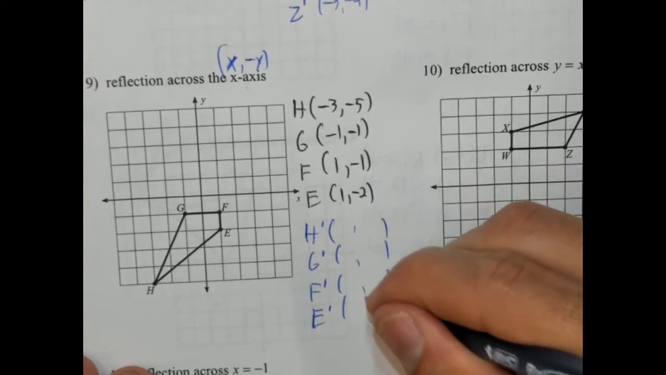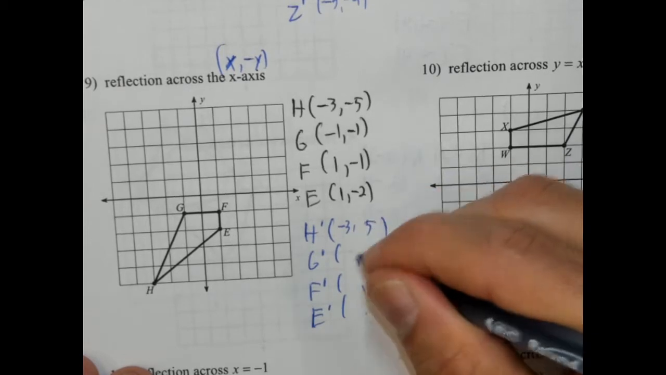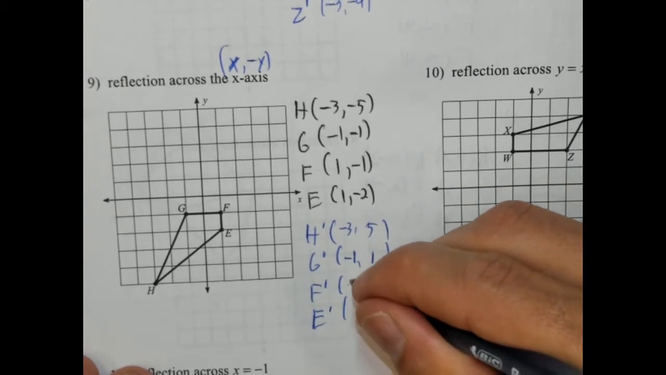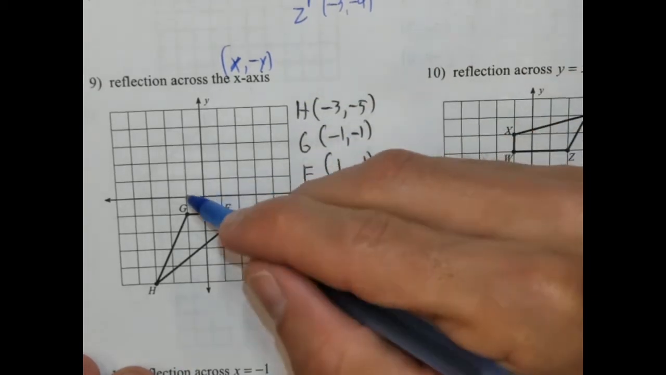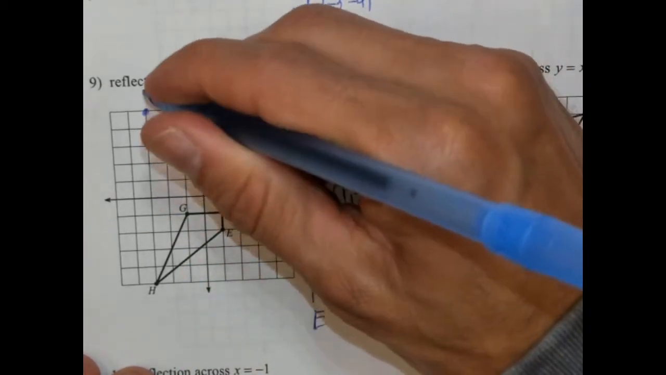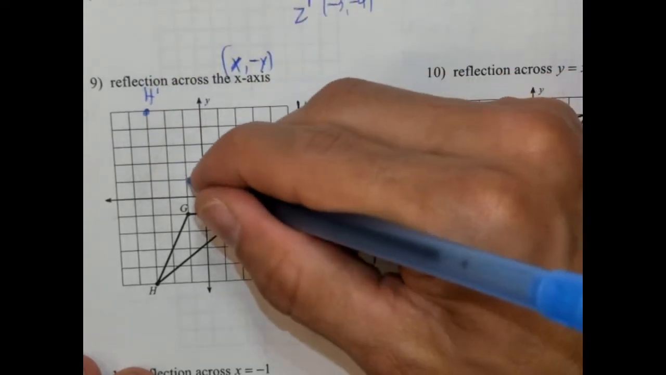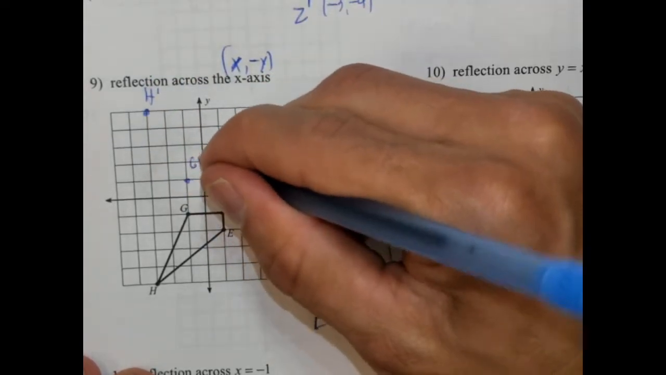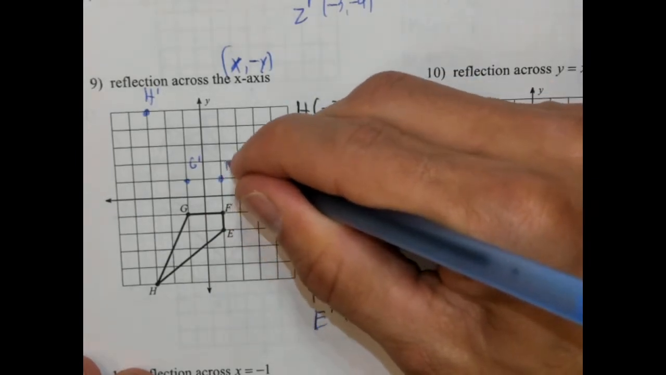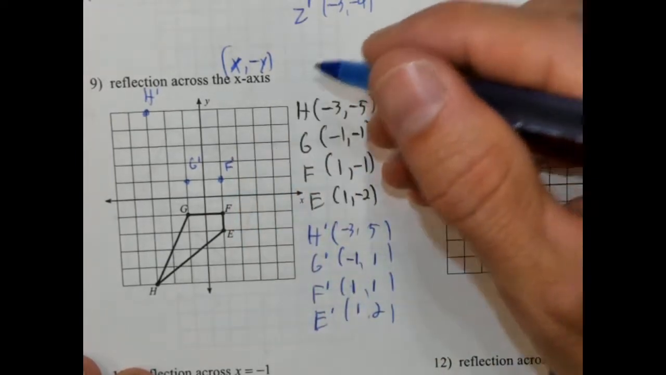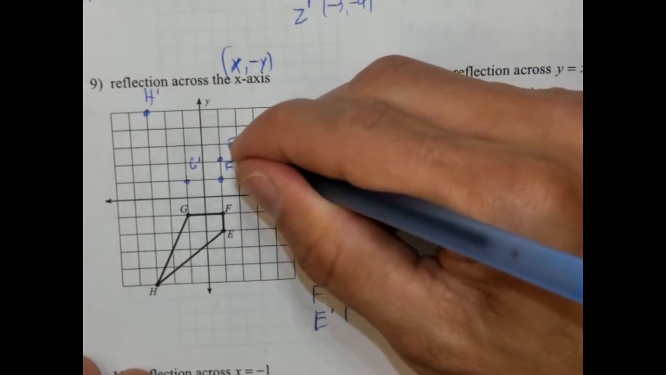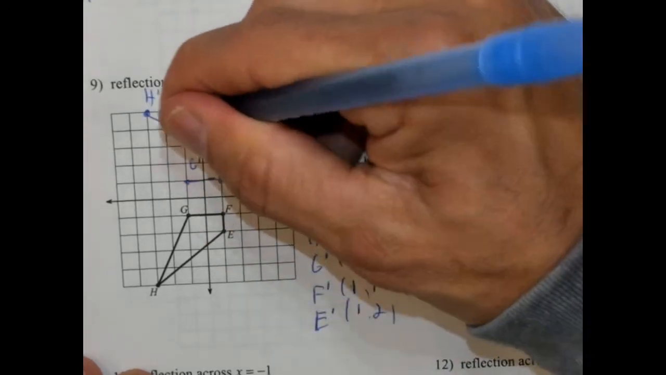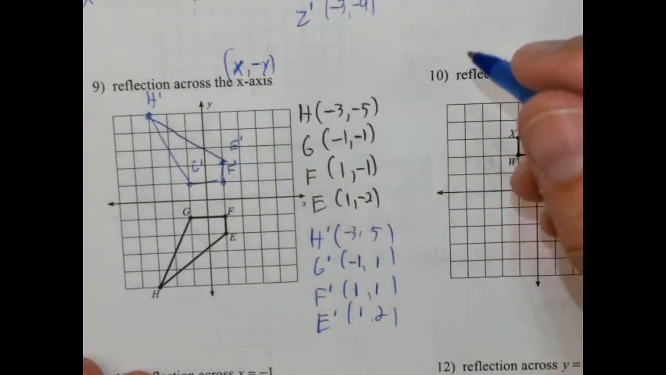And we're going to change the y values. So negative 3, positive 5, negative 1, 1, 1, 1, and 1, 2. Okay, so negative 3, 5. So 1, 2, 3, all the way up here. That's our H prime. Negative 1, 1. That's our G prime. 1, 1. That's our F prime. And 1, 2. That's our E prime. So connect those, and it should create a congruent image. There we go. Okay, last one on this page.